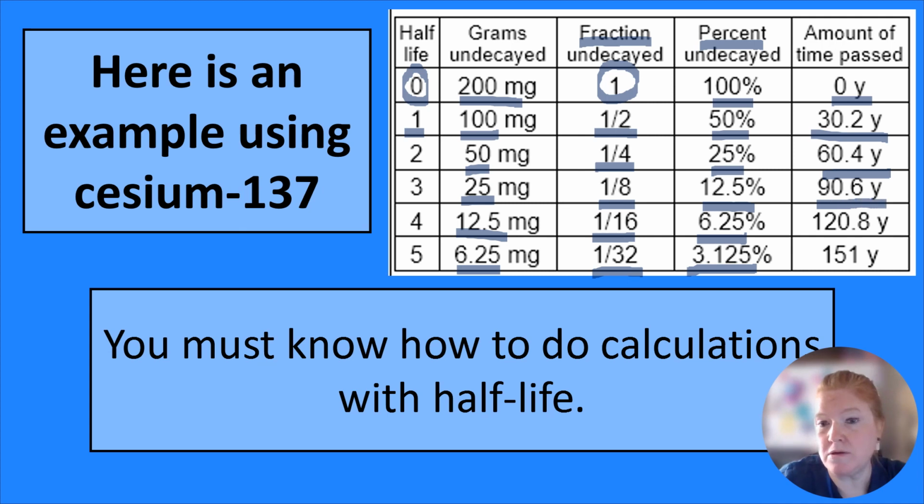So each half-life is going to take another 30.2 years. When I'm at the third half-life, it's taken 90.6 years. Why? 30.2 years for the first half-life, 30.2 years for the second, 30.2 years for the third. Then it's going to take another 30.2 years for the fourth half-life, and then another 30.2 years for the fifth half-life. So that amount is just continuing, showing you how much time has passed.